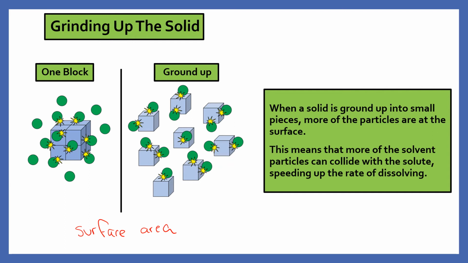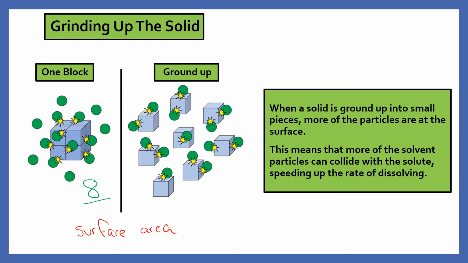So when it's all just ground up, there are more opportunities for these solvent particles to collide with the solute. Over here we've got the same number of solvent particles and the same number of solute particles, but we've only got 1, 2, 3, 4, 5, 6, 7, 8 of them. Let's write that down. We've only got 8 of them actually colliding.